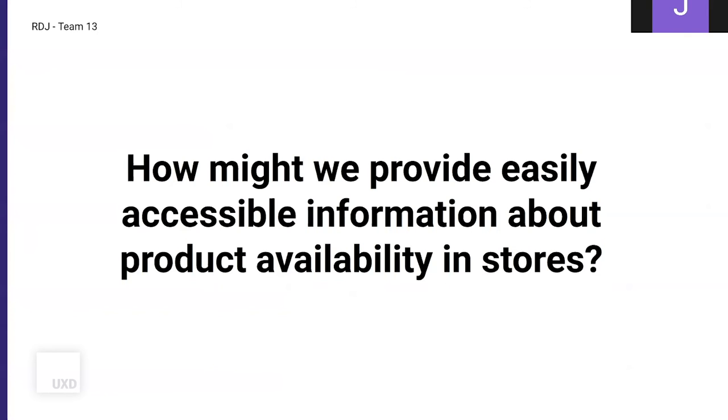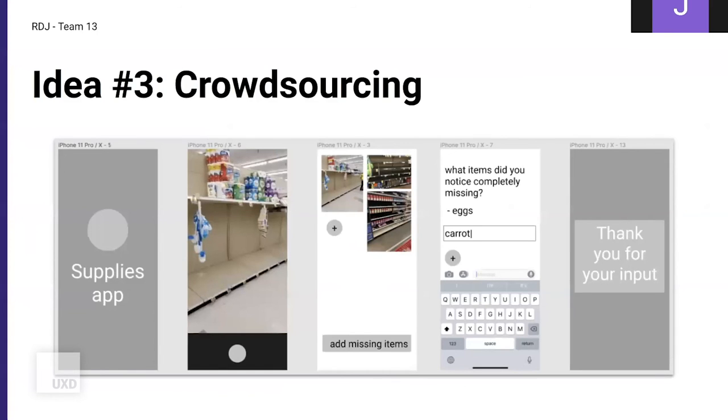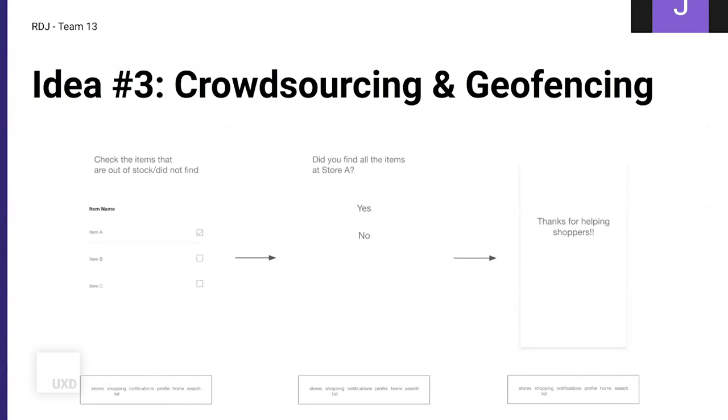The second main one that we thought about was how might we provide easily accessible information about product availability in stores. One idea that came out was using crowdsourcing to report these things. You could take a photo, say what was available or missing, so other people would know in real time what was in those stores, so they could avoid a visit if they didn't need to go there. Another way was a checklist, or even using geofencing. You could push a notification to someone after they visited a store and ask them, did you find all the items you were looking for? Was there something missing? And then other people would know.